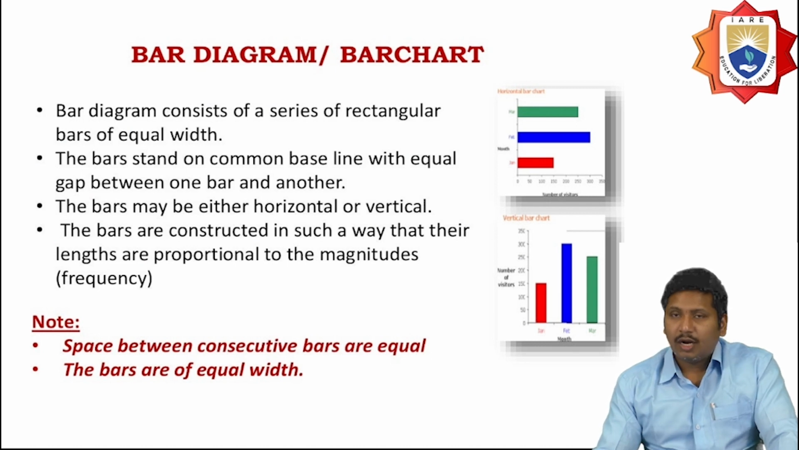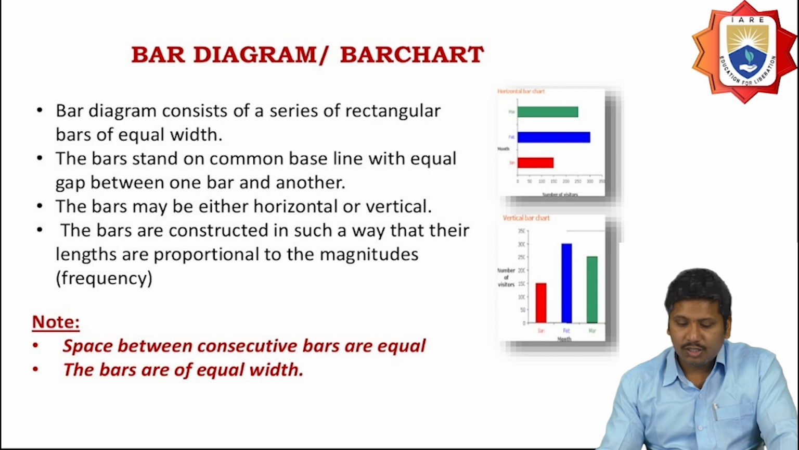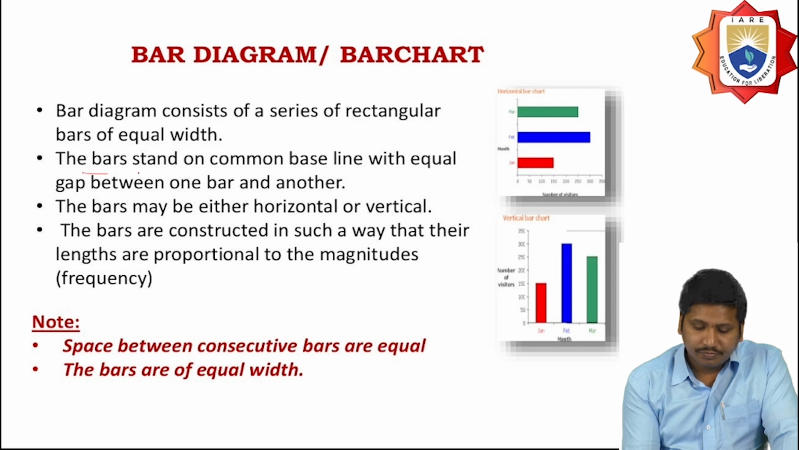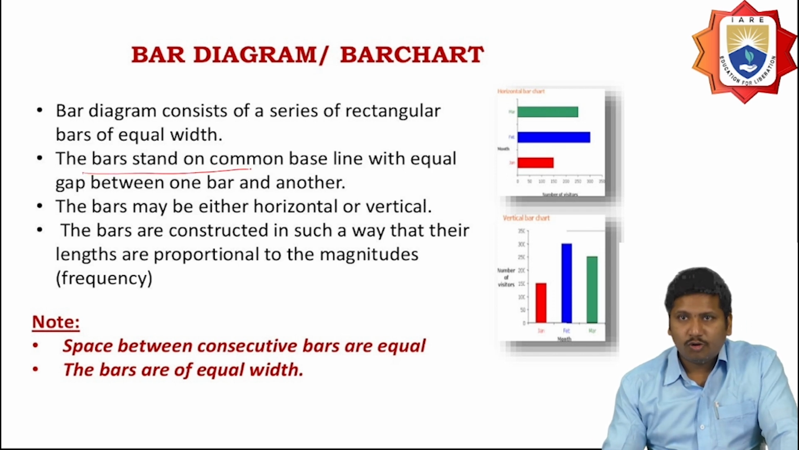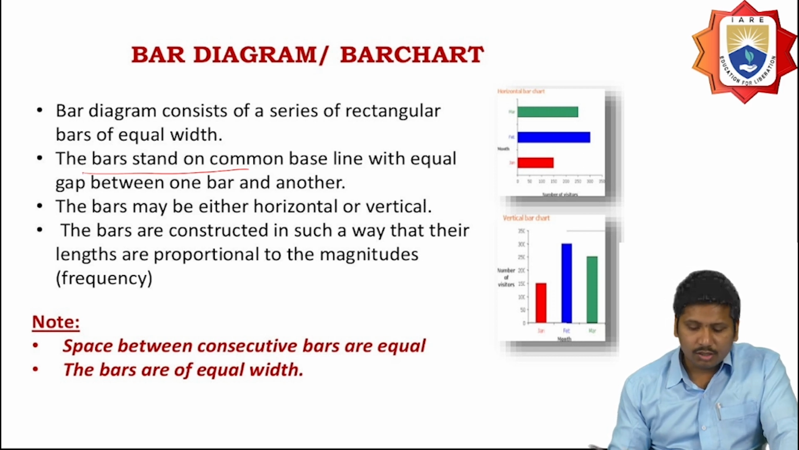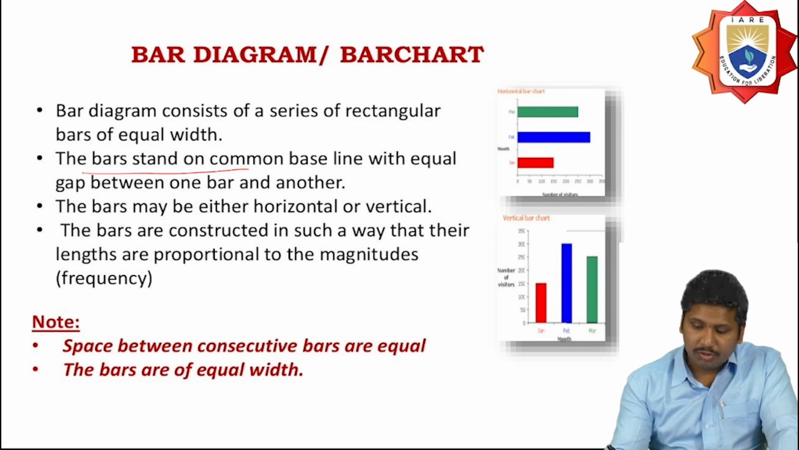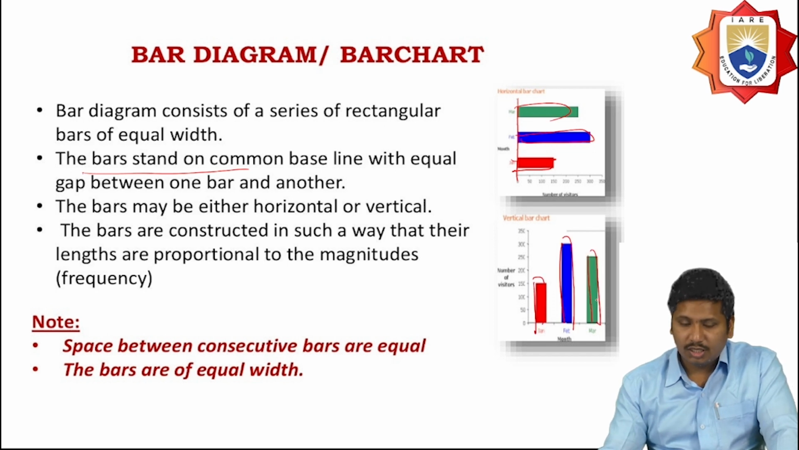And the next one is the bar diagram. The bar diagram consists of a series of rectangles, bars of equal width that they have to maintain. These bars stand on a common baseline with an equal gap from one bar to another. The bars may be either horizontal or vertical, and they are constructed in such a way that their lengths are proportional to the magnitudes, which is the frequency here. So I can represent the bars horizontally, or I can represent them vertically. These are the different ways of representing the bar diagram.